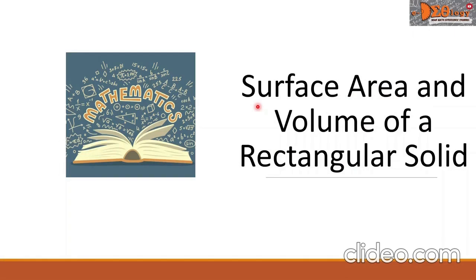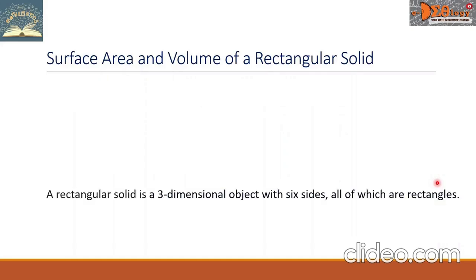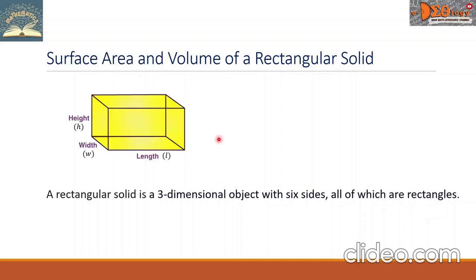Hi everyone. Today we're going to study surface area and volume of a rectangular solid. By definition, a rectangular solid is a three-dimensional object with 6 sides, all of which are rectangles. This is a picture of a rectangular solid. The dimensions are length, denoted by L, width, denoted by W, and height, denoted by H.